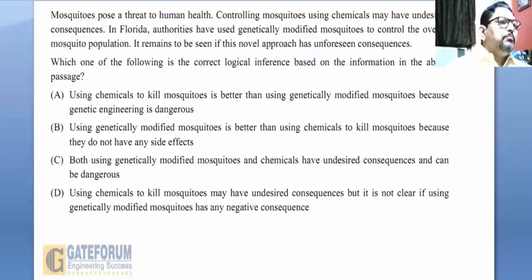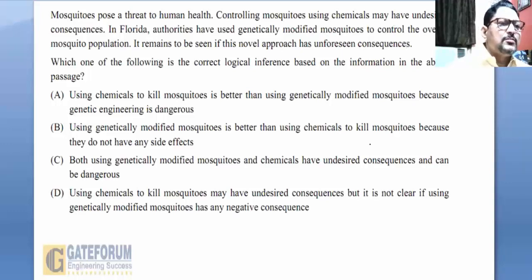Next, both using genetically modified mosquitoes and chemicals have undesired consequences and can be dangerous. Well, our say would be that nowhere it has been said so. How can we conclude this unless it has been already previously understood? So it has been said so because using genetically modified mosquitoes, the consequences we do not know as of now.